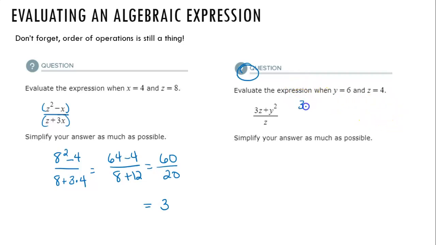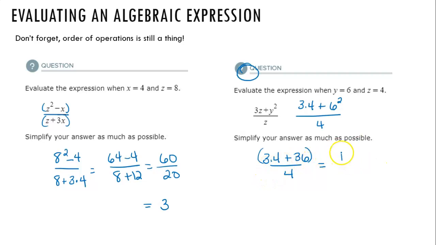You should have replaced z with 4 and y with 6. Then you should notice that we're doing exponents first, so it's 3 times 4. 6 squared is not 12, it's 36. We want to simplify everything on the top first because that big fraction bar groups them together.